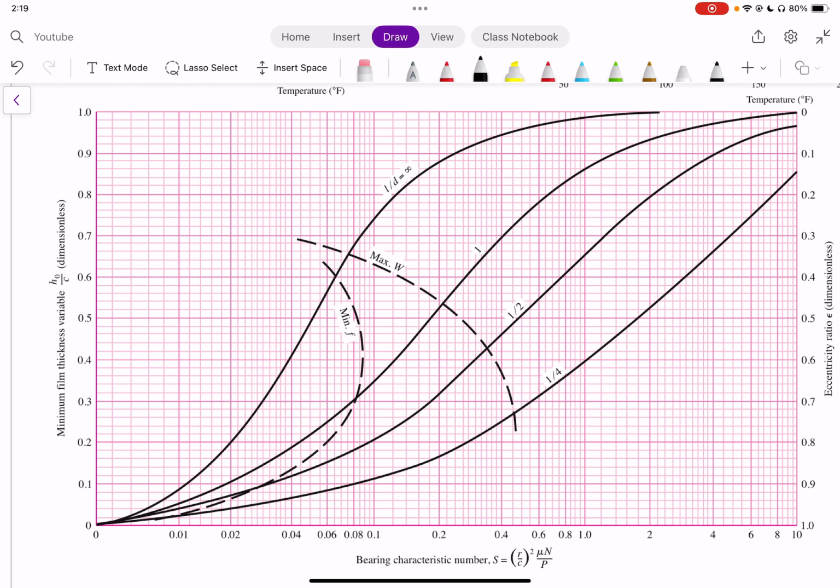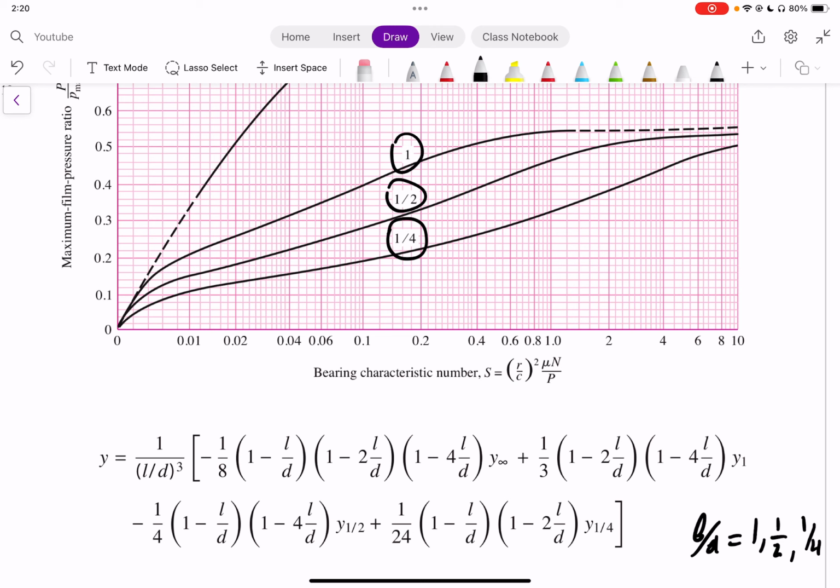Then the last thing that we have here is an interpolation that we can do if our value of L over D is not 1, 1/2, or 1/4, which we see are on all of our graphs. If we don't have other values, then let's say our L over D is 3/4, we can do an interpolation based on our values here. So we could just plug in our L over D here, here, here, here.